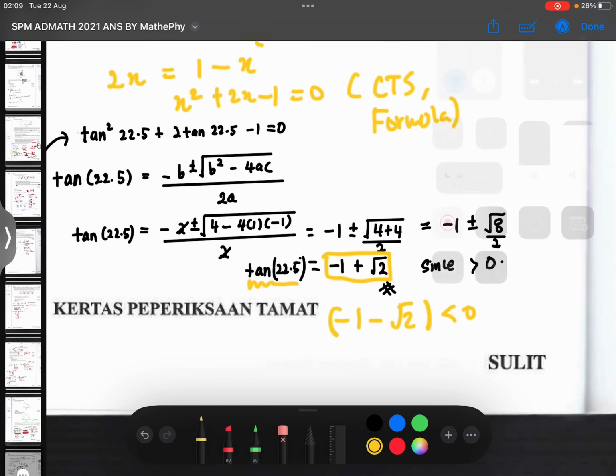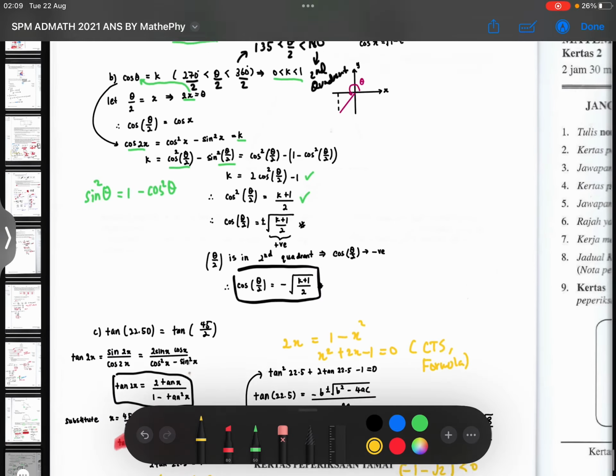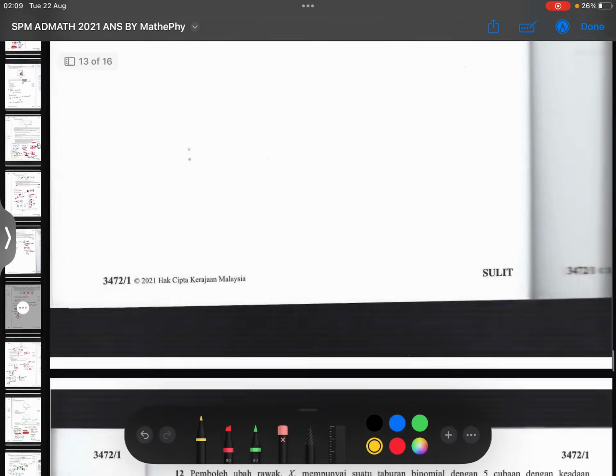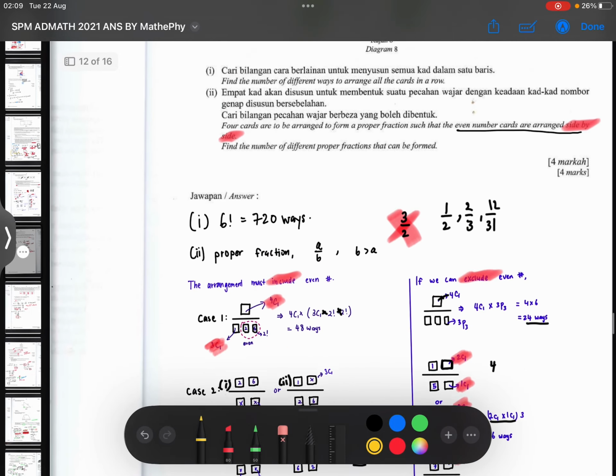Okay, yeah, I guess that's all for our discussion. We already finished this Paper 1 SPM Additional Mathematics 2021.